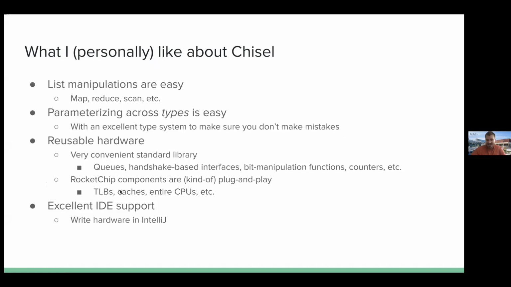There's a very convenient standard library in Chisel, which has small hardware designs like queues, handshake-based interfaces, bit manipulation functions, and counters, which will just work even if your application is very different than what the original standard library designers had in mind. And there are third-party libraries like Rocket Chip, which have components that are kind of plug and play, right? So in my own hardware design journey, I had to use TLBs, but I didn't write my own TLBs. I just instantiated TLBs that were written by other people. Caches, entire CPUs, you can plug and play them.